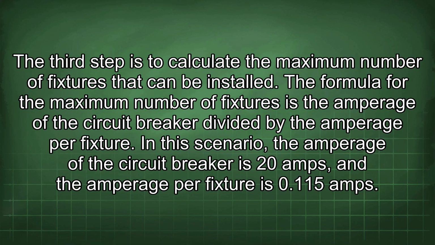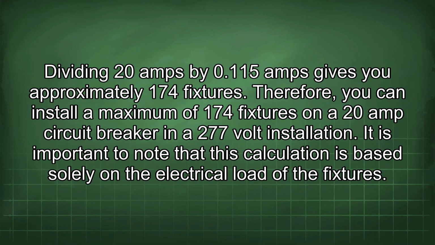The third step is to calculate the maximum number of fixtures that can be installed. The formula for the maximum number of fixtures is the amperage of the circuit breaker divided by the amperage per fixture. In this scenario, the amperage of the circuit breaker is 20 amps, and the amperage per fixture is 0.115 amps. Dividing 20 amps by 0.115 amps gives you approximately 174 fixtures. Therefore, you can install a maximum of 174 fixtures on a 20 amp circuit breaker in a 277 volt installation.